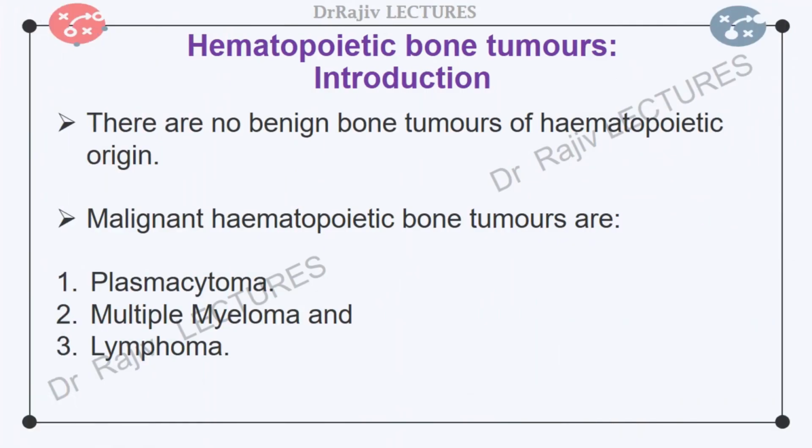There are no benign bone tumors of hematopoietic origin. All are malignant. Malignant hematopoietic bone tumors include solitary plasmacytoma and multiple myeloma arising from plasma cells, or lymphomas arising from lymphoid cells.